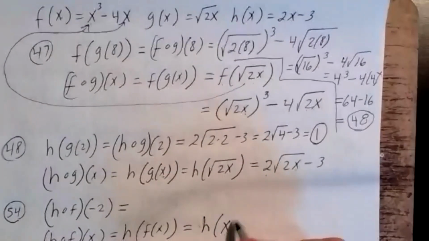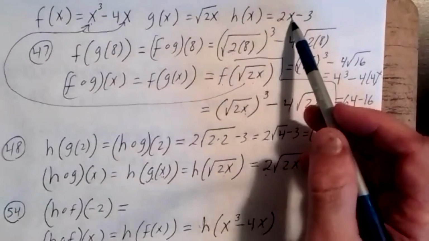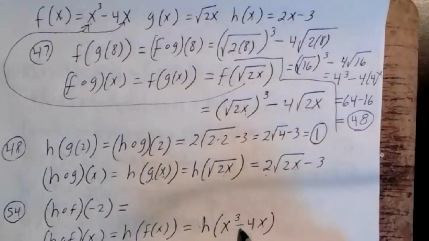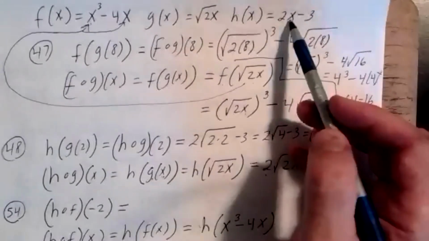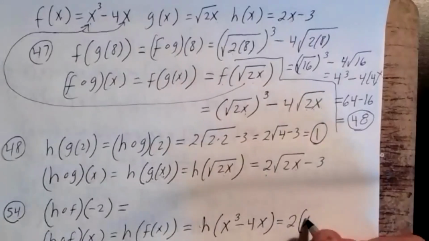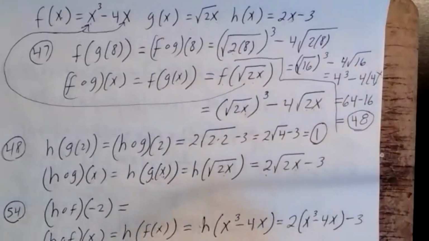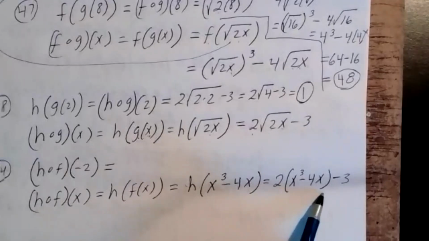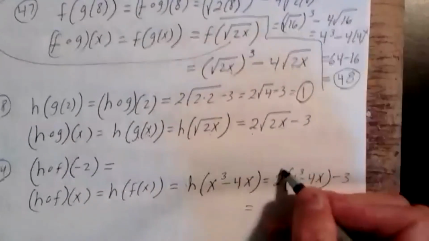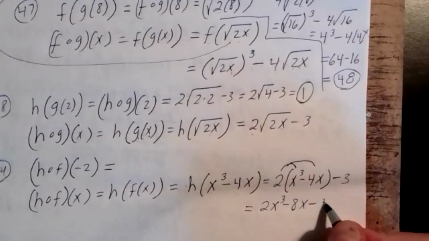So this output from function F, this X cubed minus 4X, now becomes the input in the function H. What does H do to its input? It doubles it and subtracts 3. So this X cubed minus 4X takes the place of X in the definition of function H right here. So we're therefore going to have 2 times X cubed minus 4X minus 3. That's your brand new function, called H composed with F of X. And you can distribute the 2 inside the parentheses if you want to do that. So you'll have 2x cubed minus 8x minus 3.